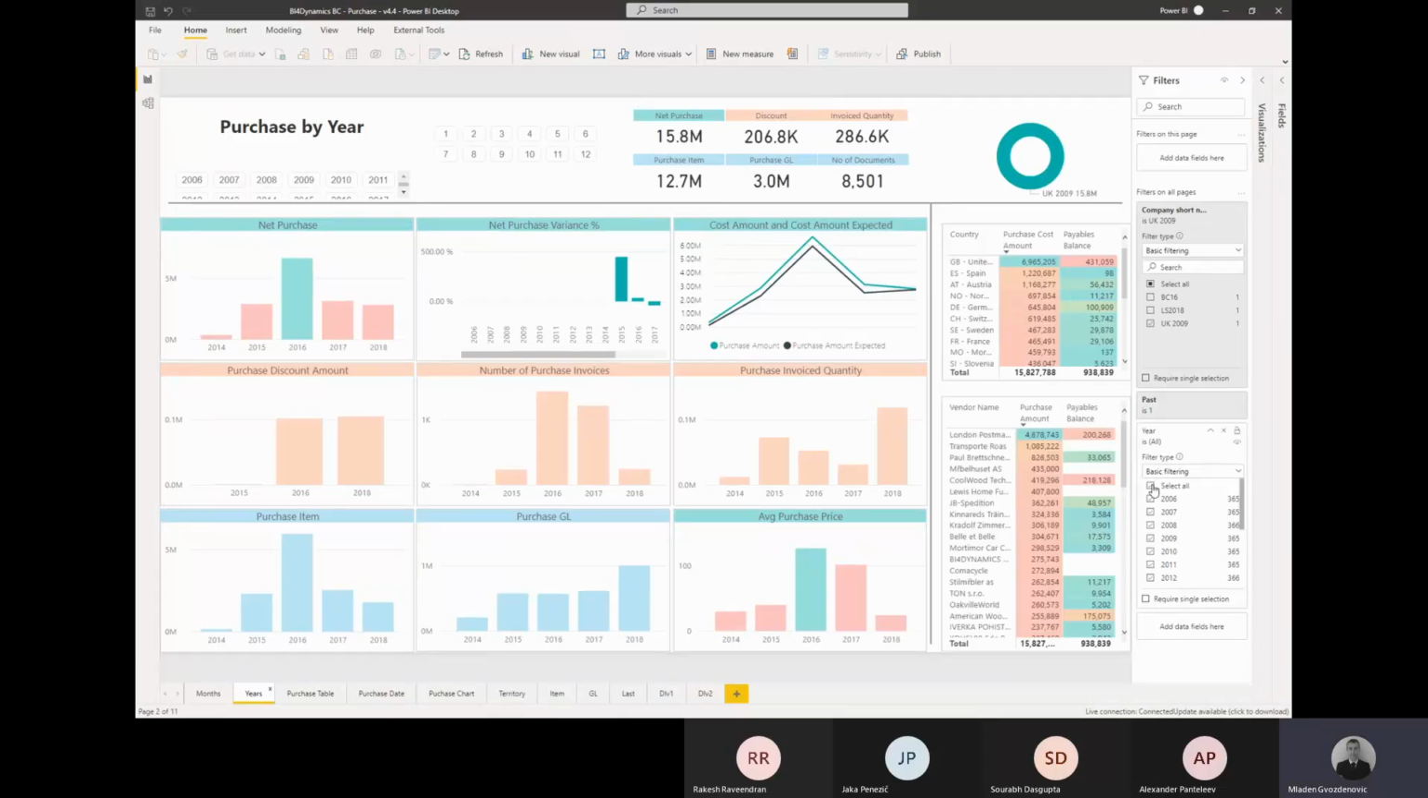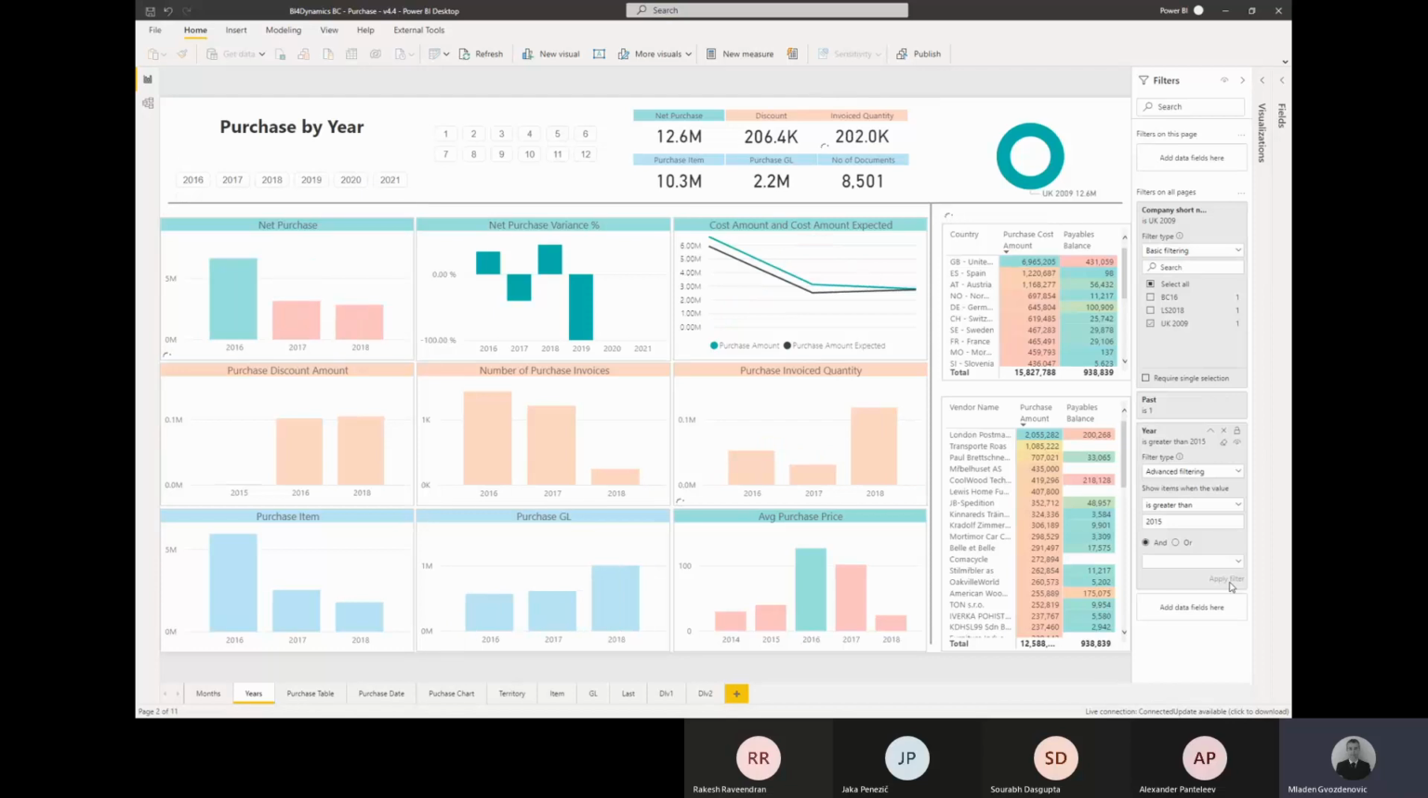Obviously, we definitely should show the year greater than 2015, let's say, because the date dimension here is too big. So let's just shrink it. The first data that we have here, so it's a little better.